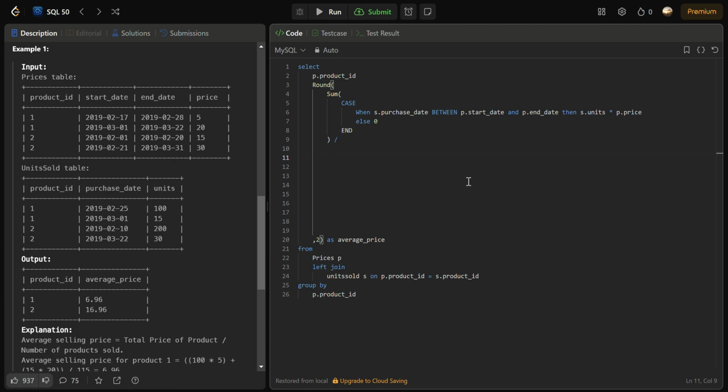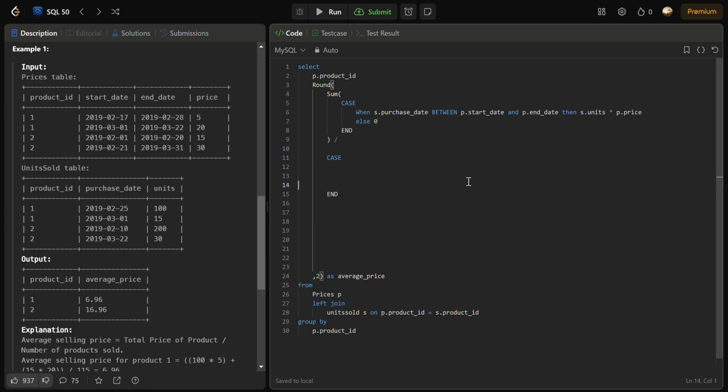How can we calculate the total number of products sold? We also use a case statement over here. Here, we need to sum up all the values of the units sold. Again, inside this sum, we will use a case, where you need to go to the same condition: when your s dot purchase date is between this range.